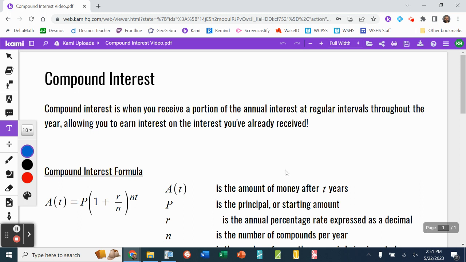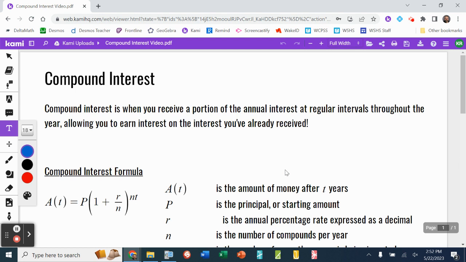All right, this video is going to explain what compound interest is, introduce the compound interest formula, show you how to write a function for a scenario involving compound interest, and then how to use that function to solve a problem. So, what is compound interest?